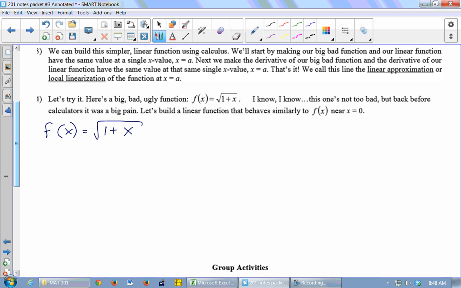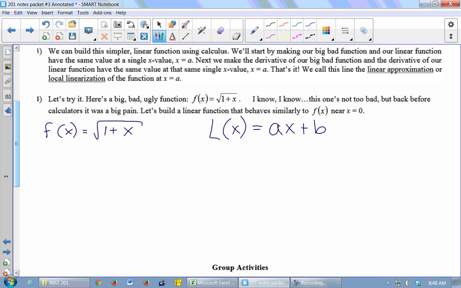And I'm going to have another function, my line. I'm going to call it L of x for my linear approximation function. And it's going to be a line, so it's going to have a form like ax plus b. And I'm going to use a instead of m. You'll see why when you get into the group activities. So a is just representing slope.